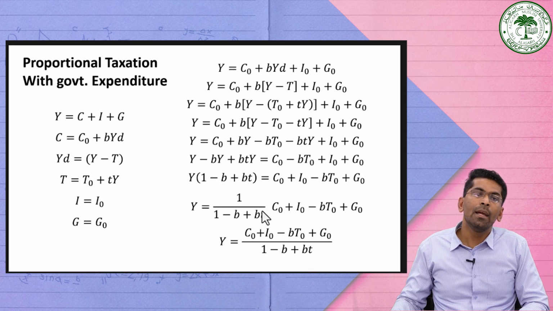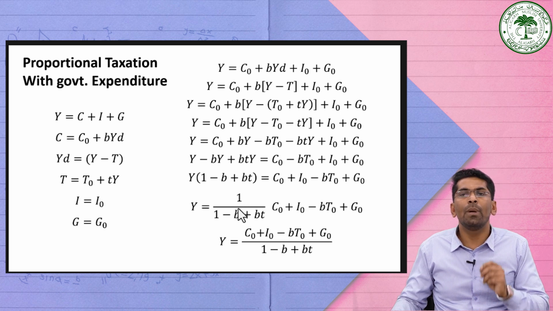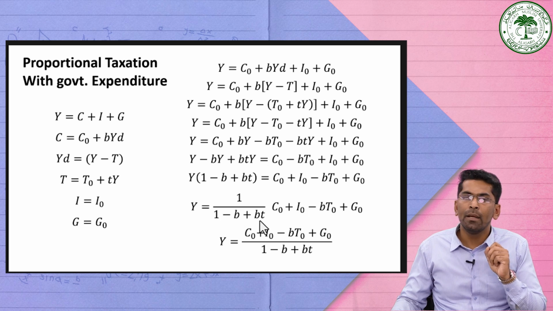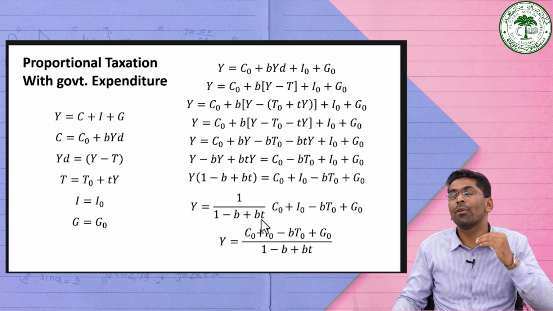So here, incorporating the proportional taxes, your government expenditure multiplier will become 1 by 1 minus B plus BT. So here the multiplier is determined by two factors. One is the marginal propensity to consume, and another is the proportional tax rate, which is defined in terms of BT. So actually this will decrease the size of the multiplier.